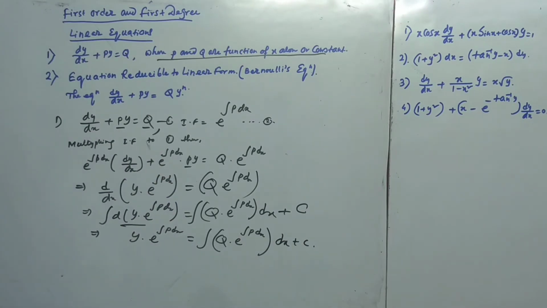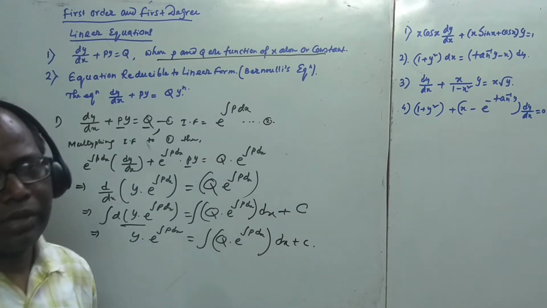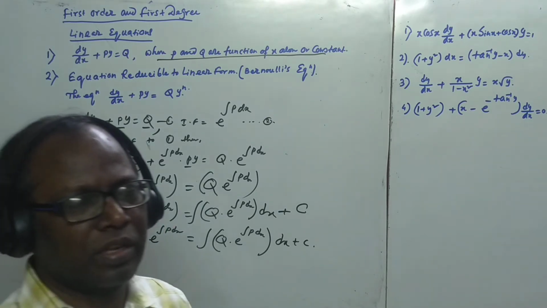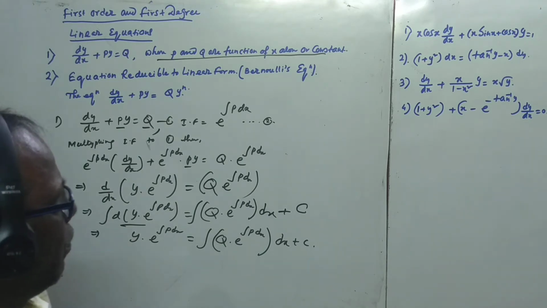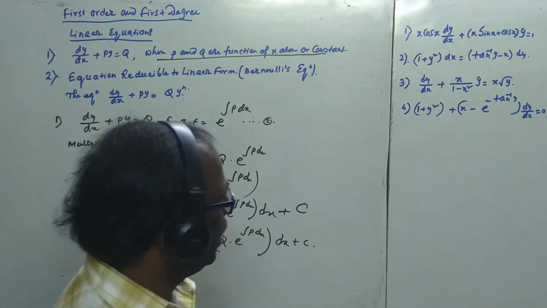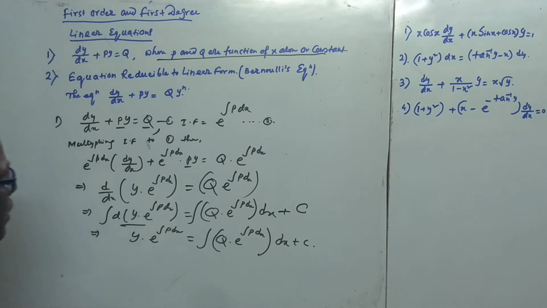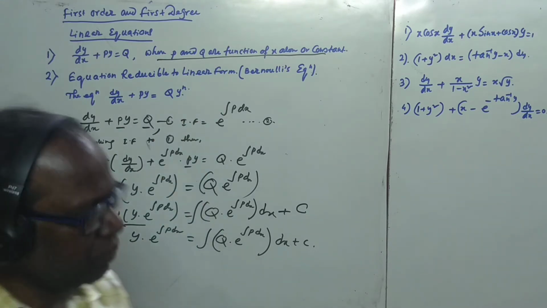This is the formation where P and Q are functions of x, but the functions are not given, then the solution is this. Now again we have to follow the solutions, 1 and 2, then 4, and then 3 is the Bernoulli's form. First solve 1 and 2 now.